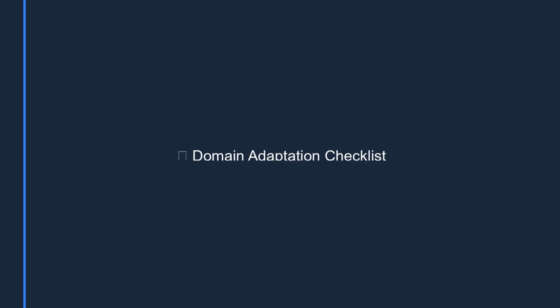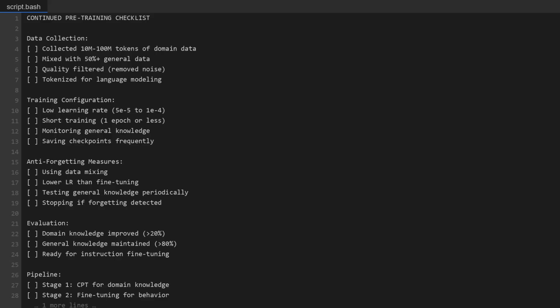Domain adaptation checklist. 1. Before you run CPT, verify your data. 10 million to 100 million tokens of domain text, mixed with at least 50% general data, filtered for quality, and tokenized for causal language modeling. In your training configuration, confirm the learning rate is between 5e-5 and 1e-4. Epochs are set to 1 or less, and checkpoints are saving frequently.